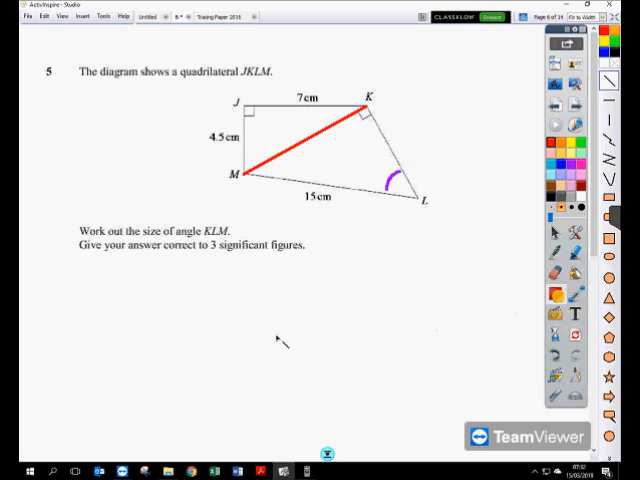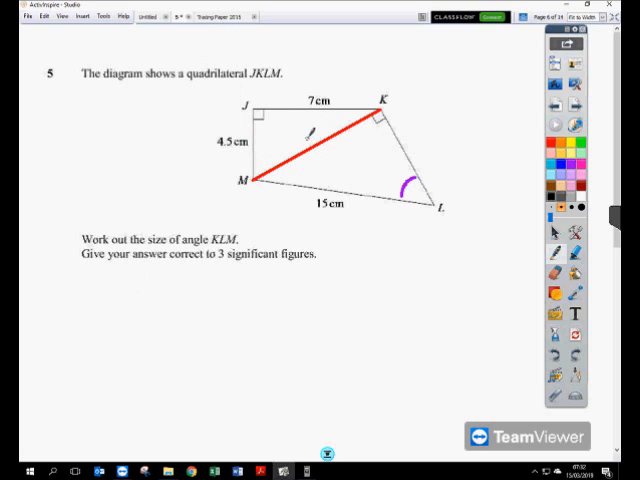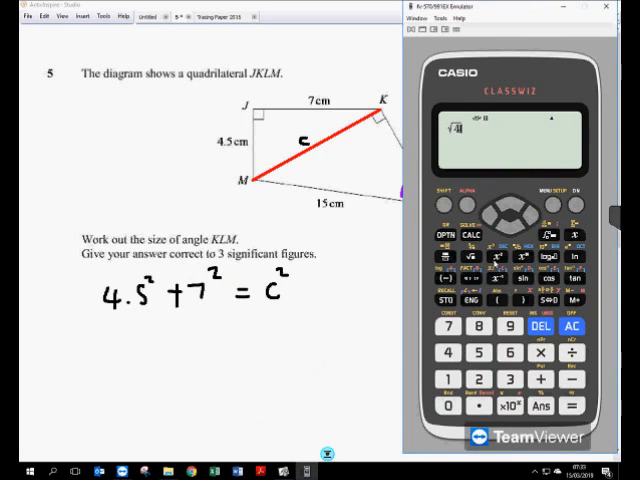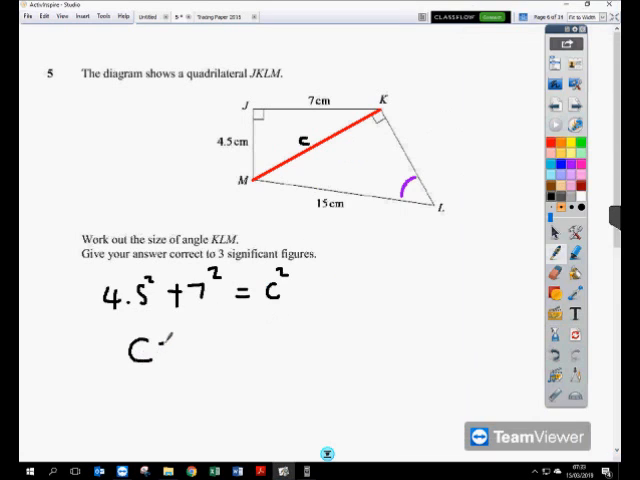So the red line I can work out using Pythagoras' Theorem. a squared plus b squared equals c squared. Remember, c is always the one opposite the right angle. So we have 4.5 squared plus 7 squared is equal to c squared. Okay, and that means c is equal to the square root of that. So the square root of 4.5 squared plus 7 squared, all square rooted. We're going to leave it as a surd. So c is equal to root 277 over 2.